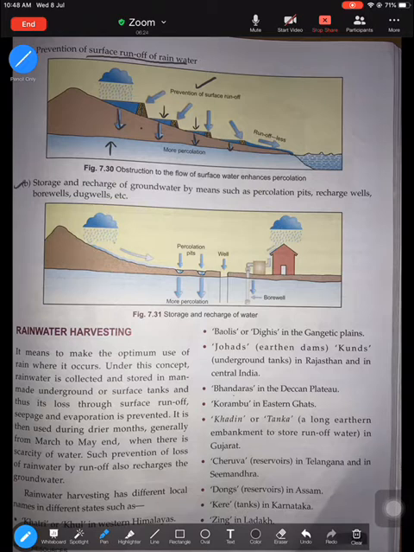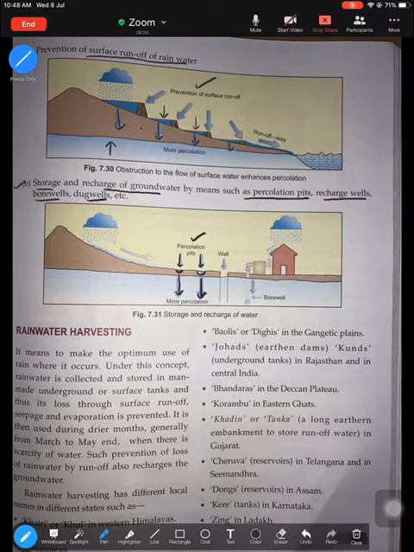Second, storage and recharge of underground water by means such as percolation pits and recharge wells. We can even store water by making pits, like a hole or a depression on the ground where water could be stored. This is known as a percolation pit. Water can percolate and get collected in the pit, and then from the pit it can percolate further within, which helps us in raising the underground water.